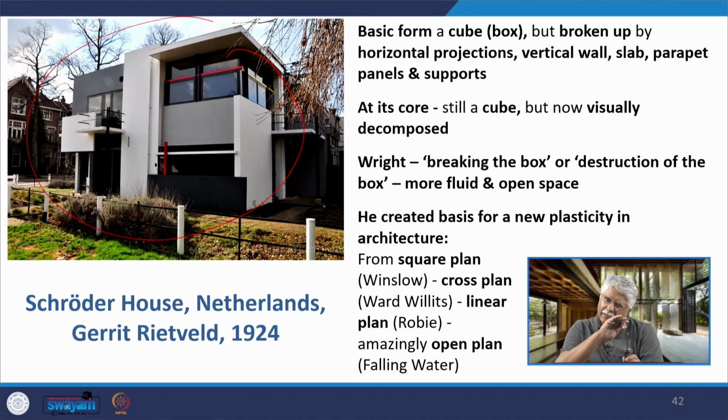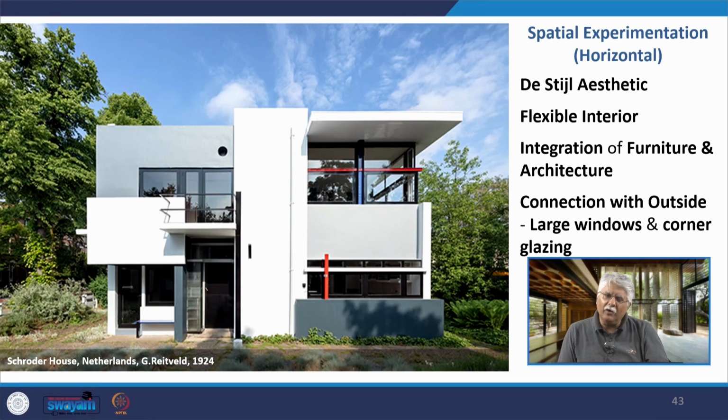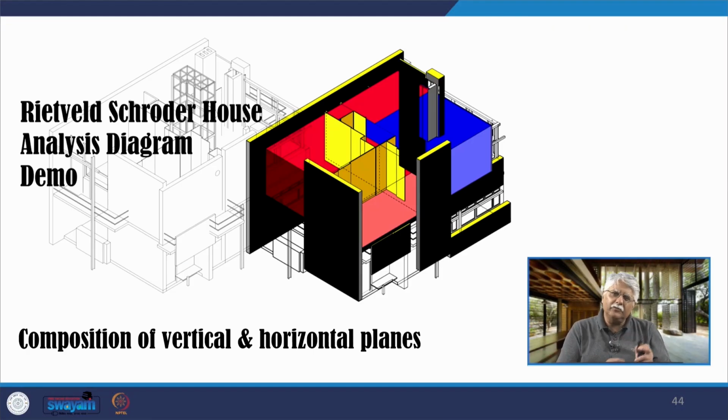We find that evolution in his work, like I showed you in the previous slide, from the square plan of Winslow to the cross plan of Ward Willits, the linear plan of Robie House to the amazingly open plan of Falling Water. So, the Schroder House was spatial experimentation in the horizontal direction like the works of Wright, with De Stijl aesthetic, very flexible interior, connection with the outside through large windows and even corner glazing, and this composition of vertical and horizontal planes.